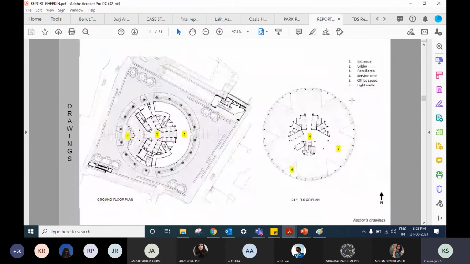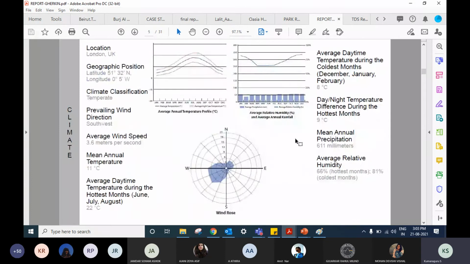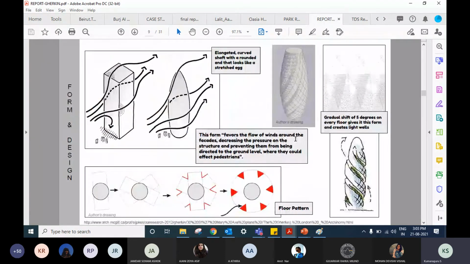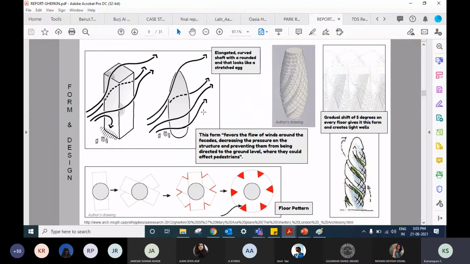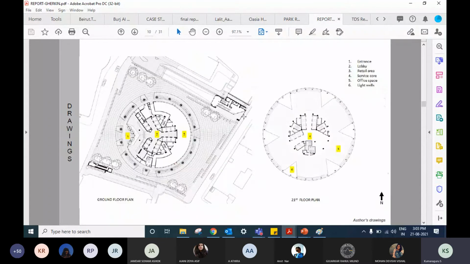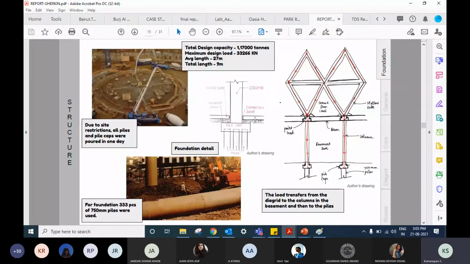Okay, so this particular case study by Manasi, Akansha, and Nikhil. I had one question. Okay, you had talked about how the external geometry has been designed. Where is the design methodology coming from? The glazings, external facade and all. Okay, so how is the diagram transferring the load?